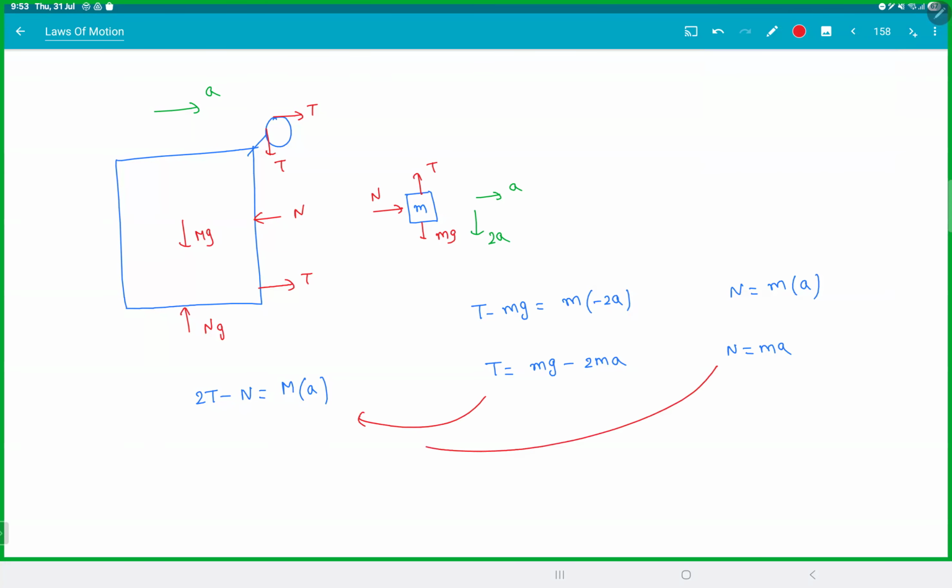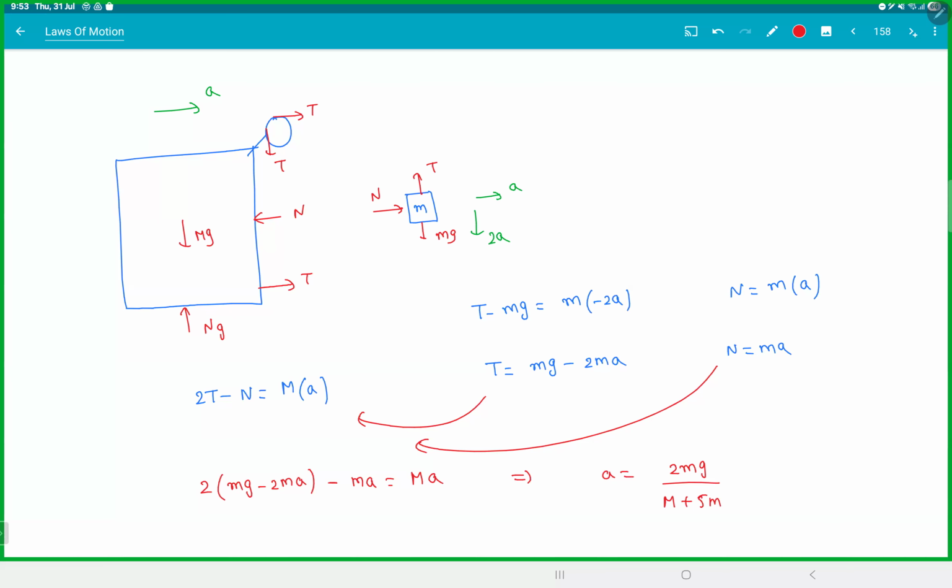Take this and substitute here, take this and substitute here. So you end up with 2 times mg minus 2ma minus normal reaction, ma, is equal to capital M into A. Be careful with that. The A's are different. So you'll get A is equal to 2mg by capital M plus 4 small m. There is some more, 5m actually. See where it went from. Right, Arya, you got it.